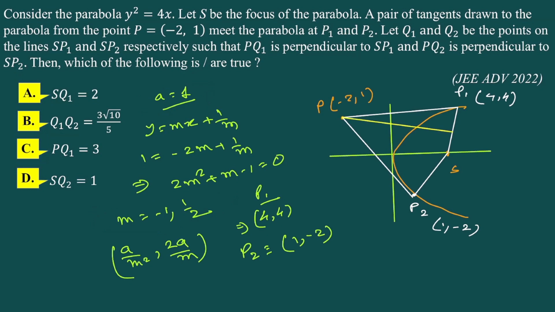This is a line. This is the point according to the question. This is the point Q1, and this is a line according to the question. This is Q2. And we have to satisfy some condition. How to do this? Let's see once.